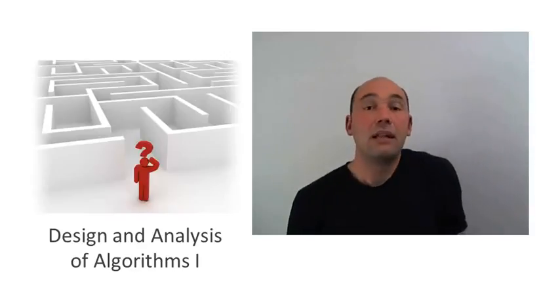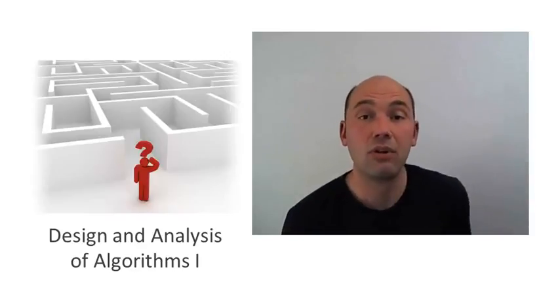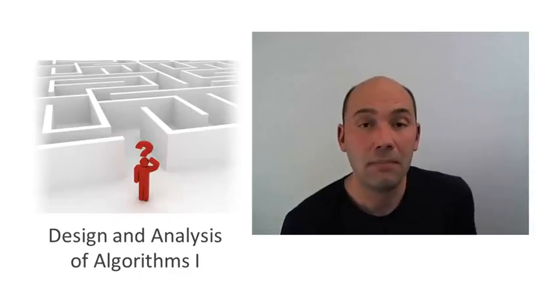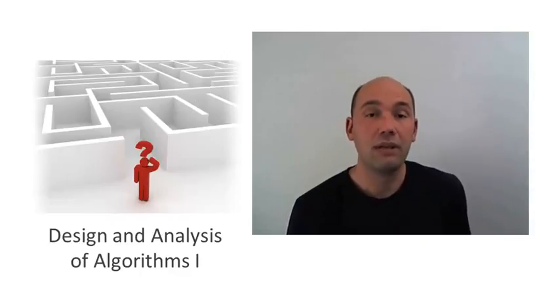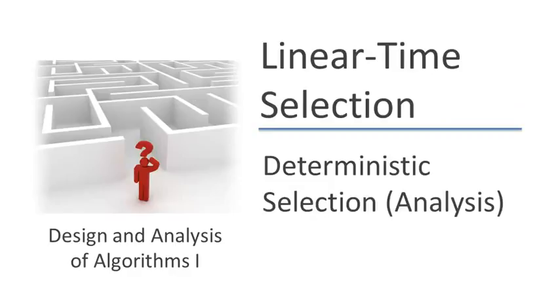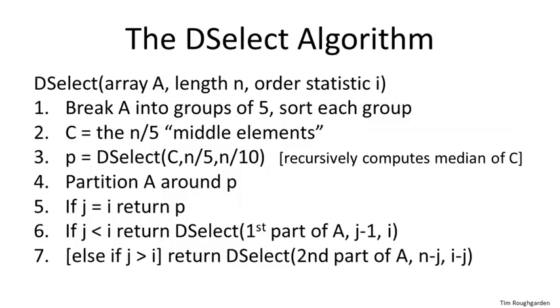Now let's turn to the analysis of the deterministic selection algorithm that we discussed in the last slide by Blum, Floyd, Pratt, Rivest, and Tarjan. In particular, let's prove that it runs in linear time on every possible input. Let me remind you what the algorithm is.